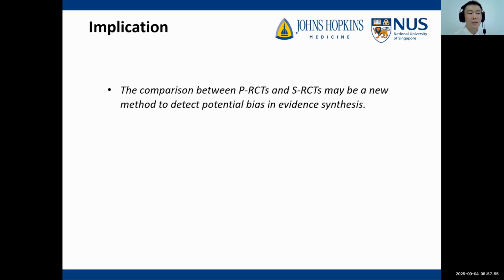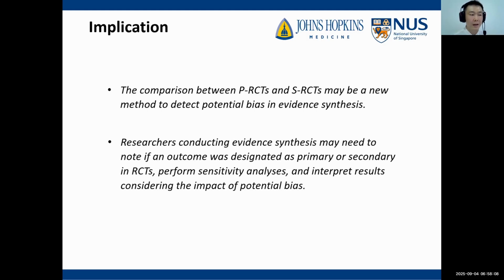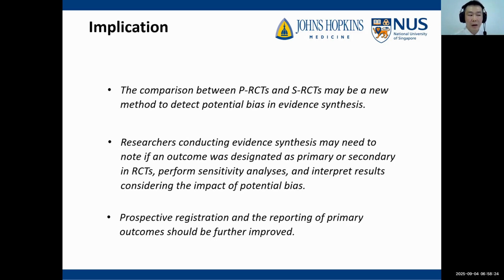Our study shows that the comparison between PO-RCTs and SO-RCTs may be a new method to detect potential bias in evidence synthesis. Researchers conducting evidence synthesis may need to note if an outcome was designated as primary or secondary in RCTs, and perform sensitivity analysis and interpret results considering the potential impact of bias. And also, prospective registration and the reporting of primary outcomes should be further improved.